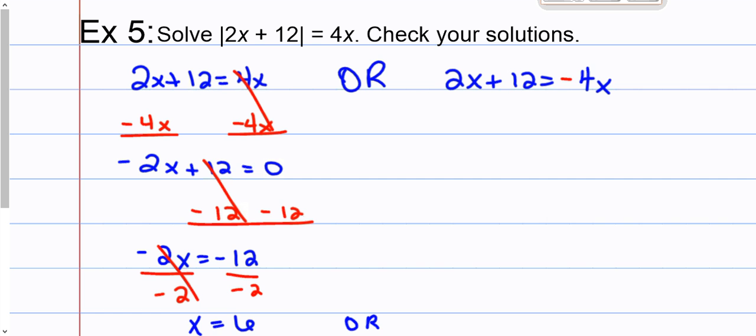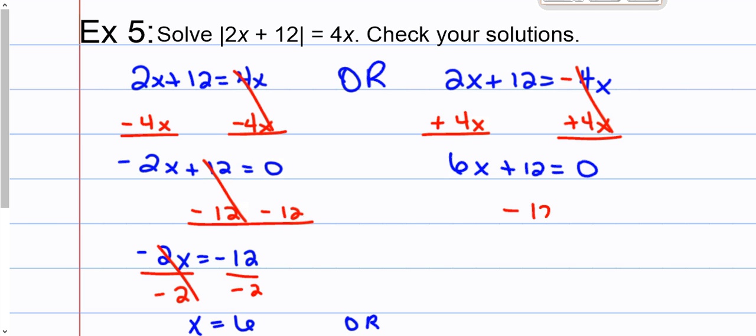Or, on the right side over here, we have 2x plus, timeout. We don't have to distribute anything because this is just negative and 4x. So we don't have to rewrite that yet. Let's add 4x to both sides. Sorry about that. Okay, so on the right side they cancel. 2x plus 4x is going to give me 6x plus 12 equals 0.